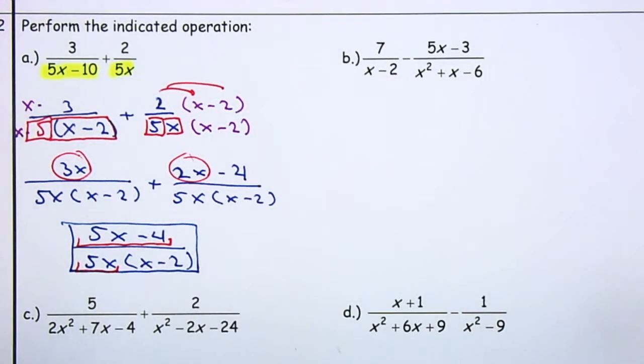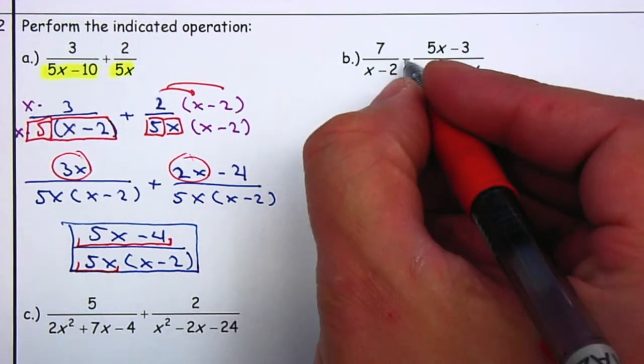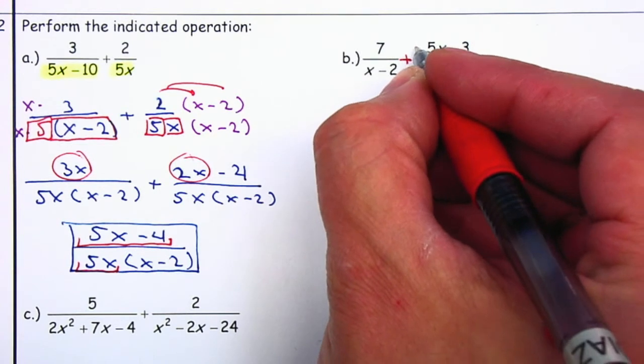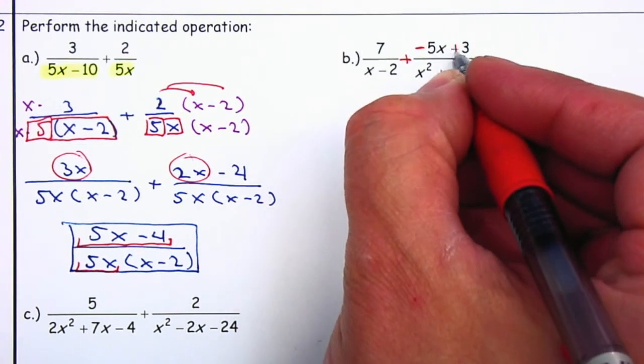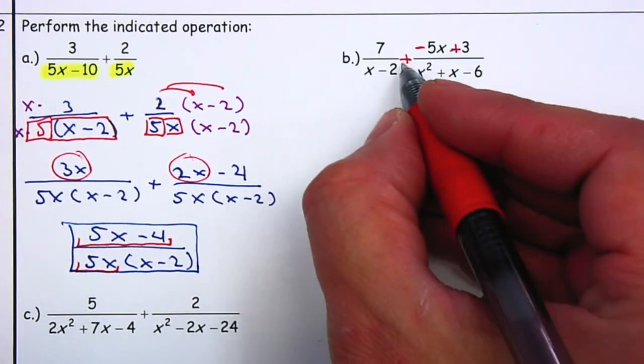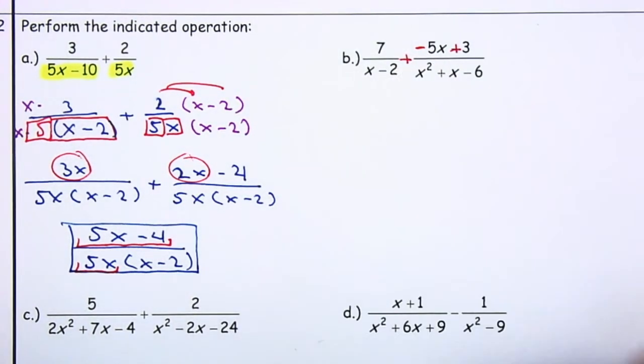Let's continue with letter B. As we covered before, whenever we have a minus in between, we're going to change it to an addition. This will be the opposite, negative 5. This becomes a positive 3. It's like multiplying by negative 1, but we can just think of it as changing it to an addition and then taking the opposite.